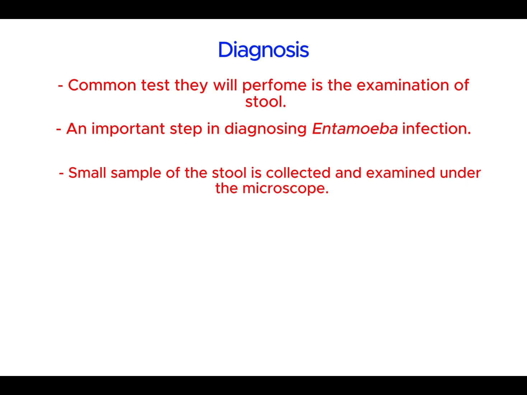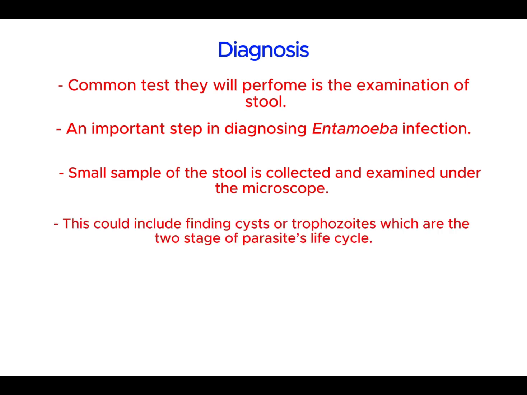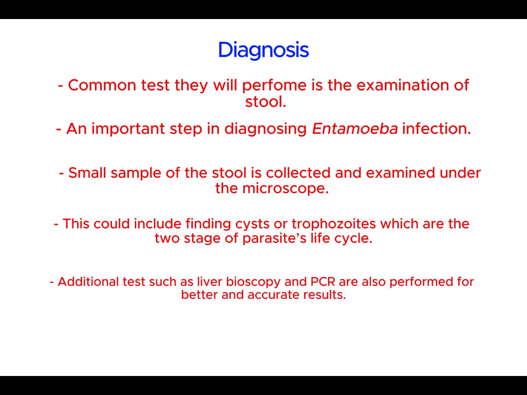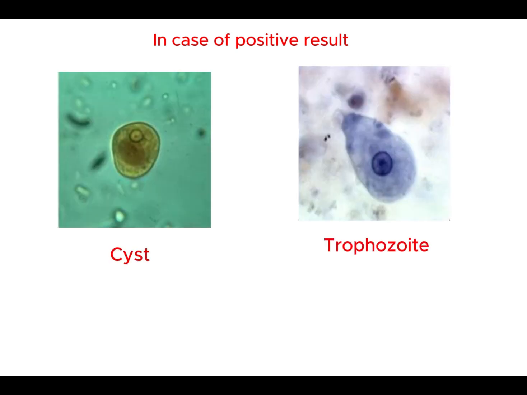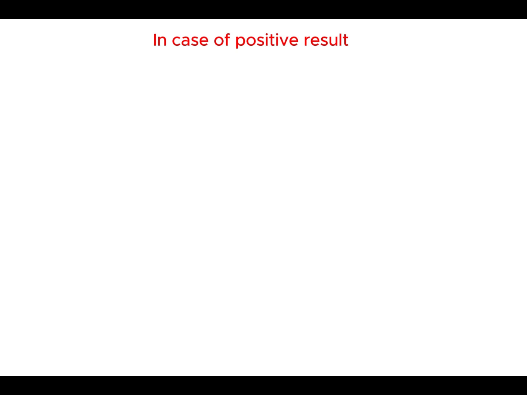They will collect a small sample of the stool and examine it under the microscope. This includes finding cysts or trophozoites, which are the two stages of the parasite's life cycle that cause this infection. In some cases, additional tests such as liver biopsy and PCR are also conducted for better and accurate results. If the result of the diagnosis is positive, which means you found cysts and trophozoites in the sample, don't worry, there are effective treatment options available.